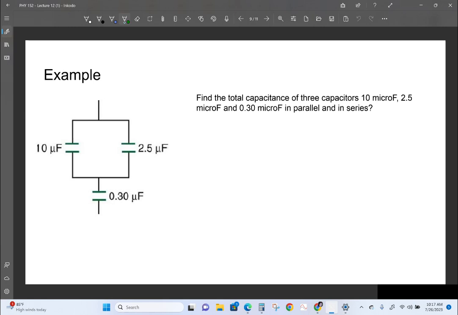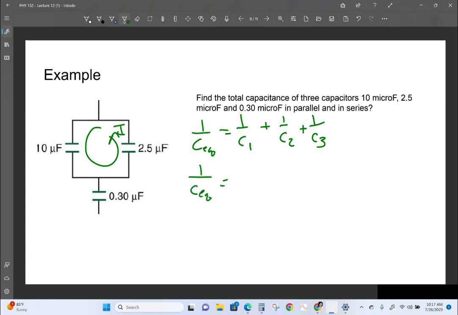So here's an example. These are in series. So remember that the capacitance of capacitors in series is 1 over CEQ equals 1 over C1 plus 1 over C2 plus 1 over C3. How do I know they are in series? Because there's only one loop of current in this. So this is the formula I'm going to use: 1 over 10 microfarads plus 1 over 2.5 microfarads plus 1 over 0.3 microfarads.